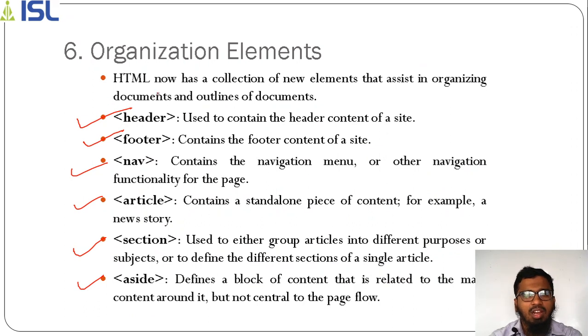Organize some of the elements. This is a collection of new elements that assist in organizing the outline of a document. Why? If I show you navigation, article, section, aside, they all perform the same operation, but the browser will understand what each thing is. First one is header. Header is used to contain the header content of the site. If you use the header, the browser can easily understand that, and at the time of outline it will easily identify what is a header, what is a footer, and what is the navigation and all the things.